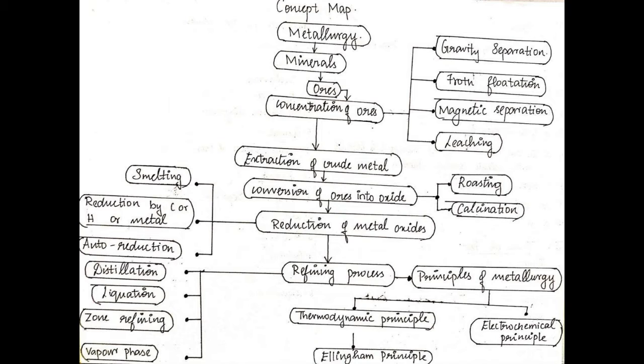Then extraction of crude metal, conversion of ores into oxides. The conversion of ores into oxides are of two types: roasting and calcination, followed by reduction of metal oxides, which are of three types: smelting, reduction by carbon or hydrogen or metal, and then auto reduction. Next, refining process. They are of four types: distillation, liquefaction, zone refining, vapor phase.